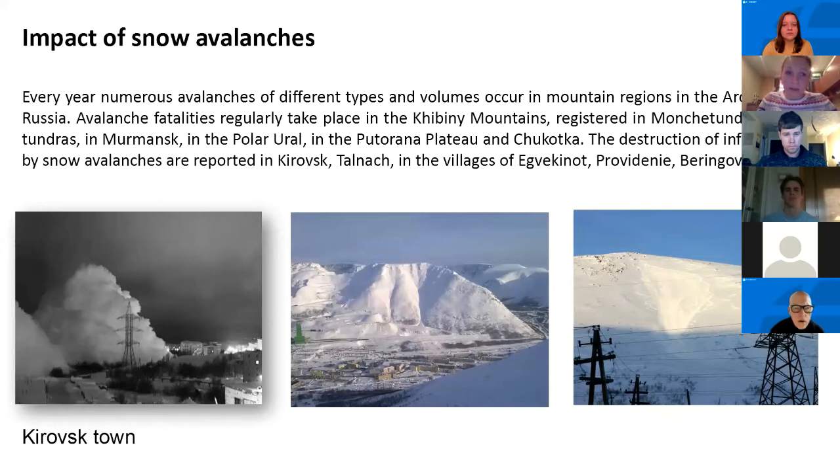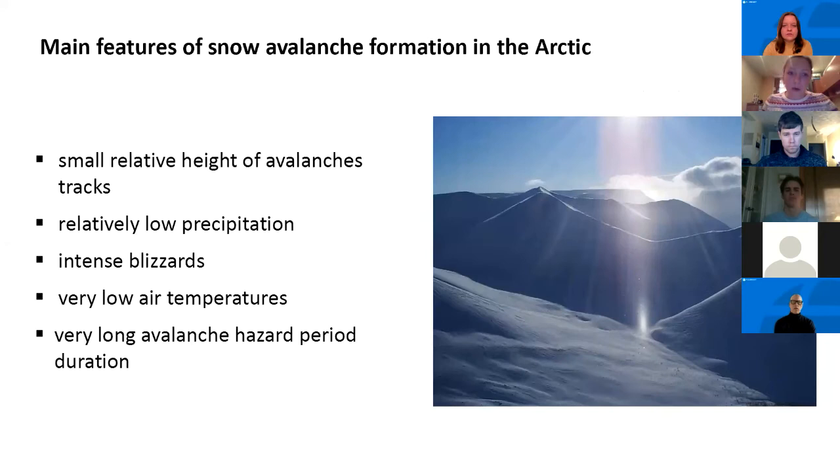And avalanche fatalities, unfortunately, regularly take place in the Khibiny Mountains. They were registered in Monchetundra, Lavazor Tundras, in Murmansk, in the Polar Urals, and on the Putorana Plateau and in Chukotka. The destruction of infrastructure in the Russian Arctic by snow avalanches is reported in Kirovsk, Talnakh, and in the villages of Egvekinot, Providenie, and Beringovsky in Chukotka.